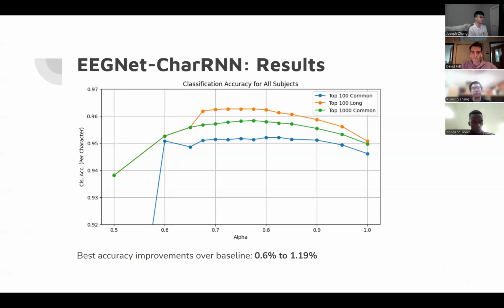These results make sense, as if we are a few letters into a word and EEGNet gives a prediction with poor confidence, the RNN can still provide the correct prediction as it could be expected based off of letter frequency alone.